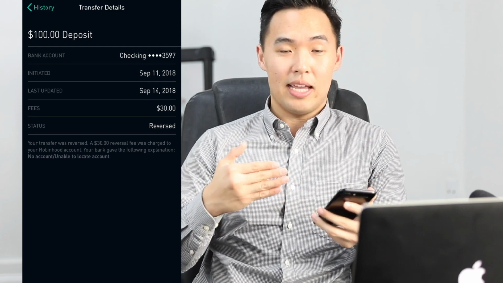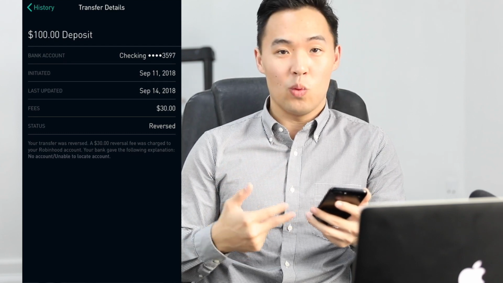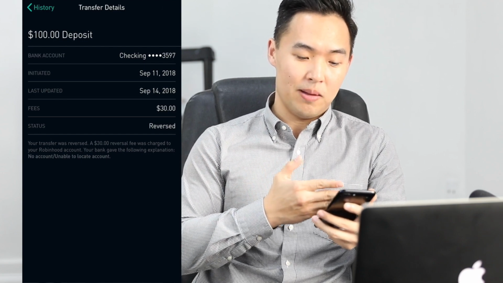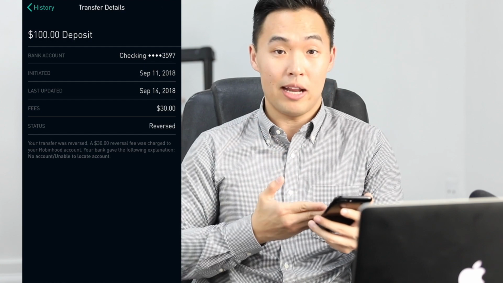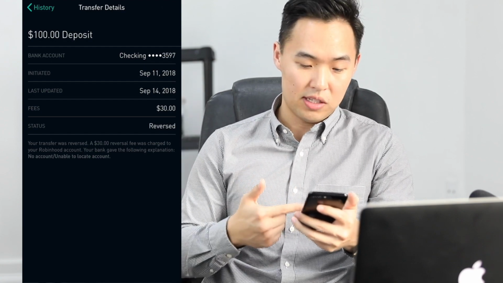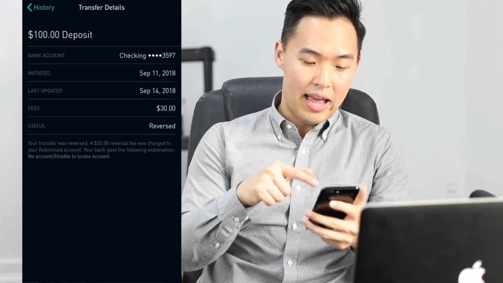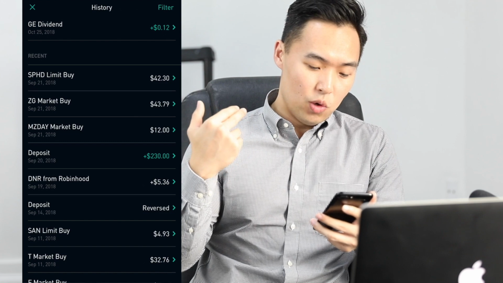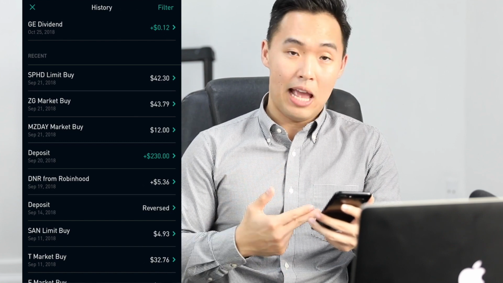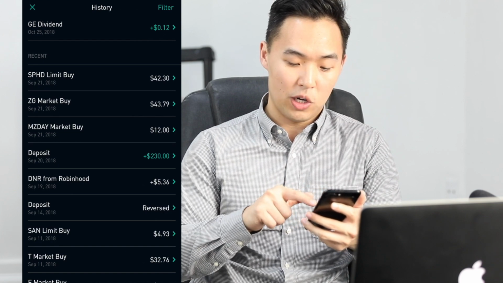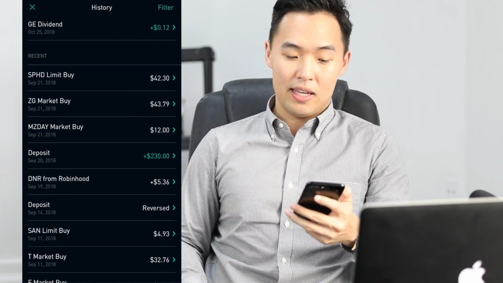My issue was that I used an old checking account that I had canceled, but I forgot to change the account on my Robinhood app, so that's why they charged me an extra $30. They reversed the deposit, and then I had to reconnect my Robinhood app with my new checking account, and then I had to add $230 so I could pay for the fee.